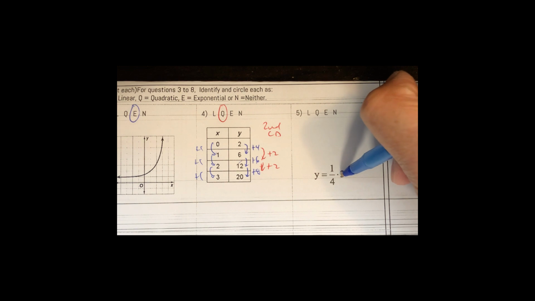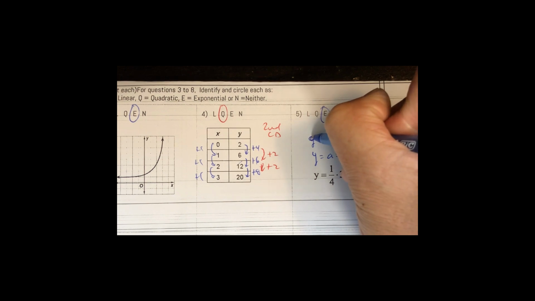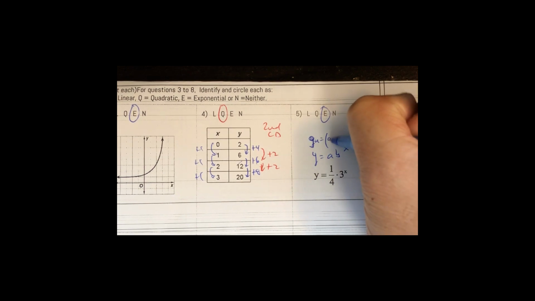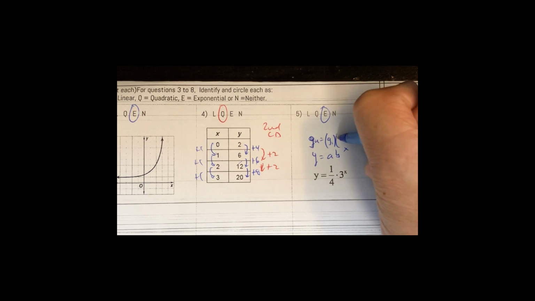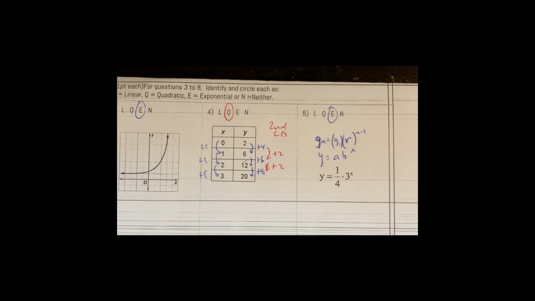Question number 5. I'm looking at my equation here, and I realize the base is a number, and the exponent is a variable. My answer is exponential. Remember, this is in the form of a b to the x, or g of n equals g1, the first number in the list, times the ratio to the n minus 1 power, which is a geometric explicit formula.